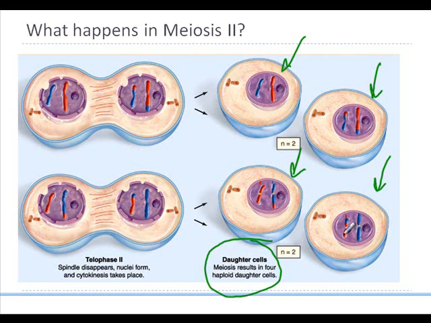So keep in mind, meiosis has two parts, meiosis 1 and meiosis 2. Meiosis 2 is very similar to mitosis. So this will end this mini lecture, and then we have one more short one to go after this.